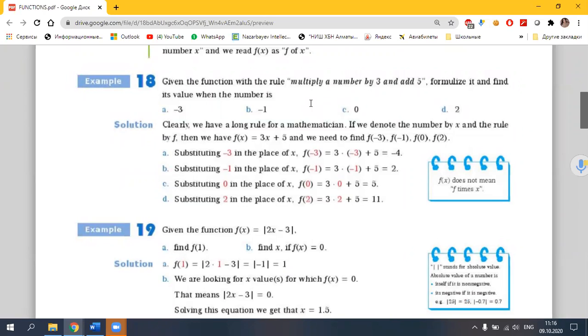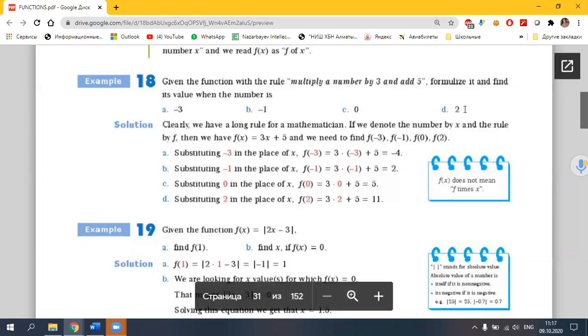Example, given the function, есепте берілген функция, with the rule multiply a number by 3 and add 5, деп сөзбен айтып тұр бізге. Санды 3-ке көбейт және 5-ті қос дейді. Formalize it and find its value. Осыны өзің өрнекпен жазып, оның мәнін тап дейді. Егер when the number is negative 3, negative 1, 0, and 2.